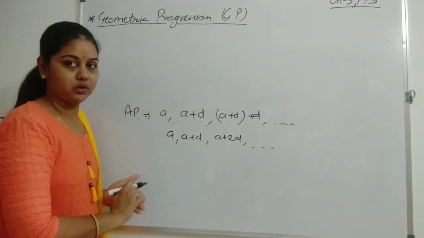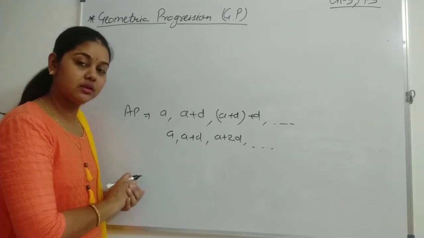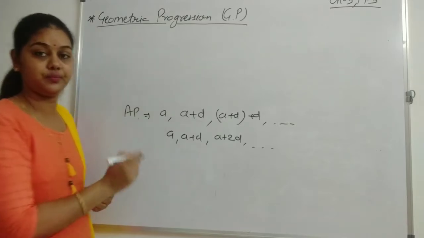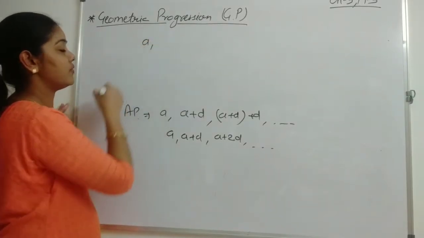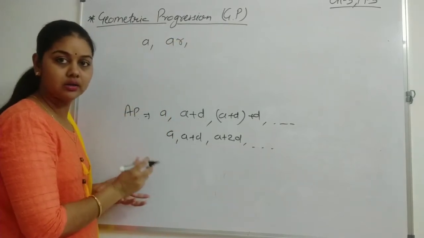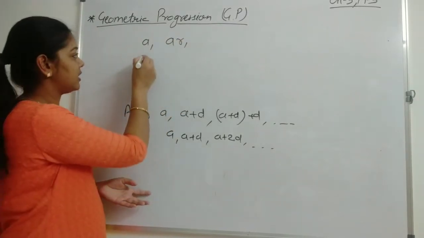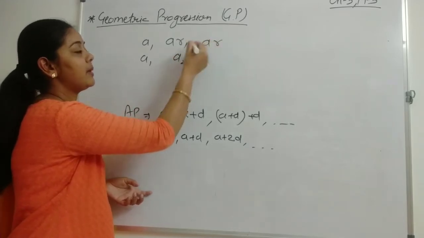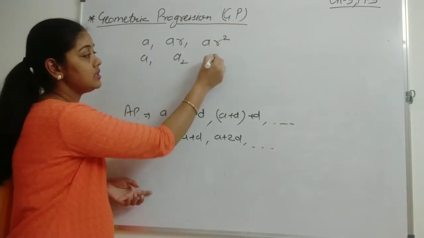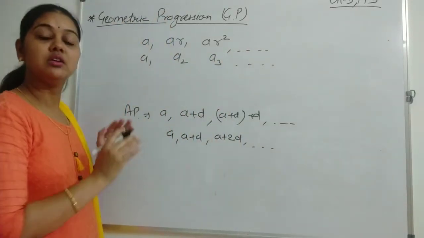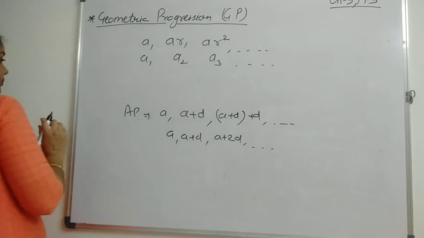What is geometric progression? In a geometric progression, we multiply the previous term to get the next term. It means if I am given the first term, I will multiply it with some term r, so that will be our second term. It was the first term, this is the second term, again multiplying with r, this is the third term, and so on. This is called geometric progression.